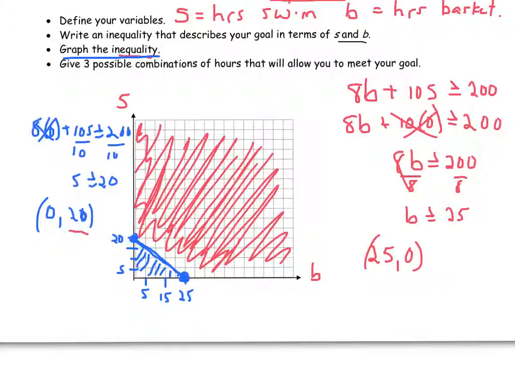You can do 0 basketball and 20 swimming hours, or you can do 25 basketball hours and 0 swimming hours. And the other thing we can do is just pick any point here that would be above that line. So you can pick any point.